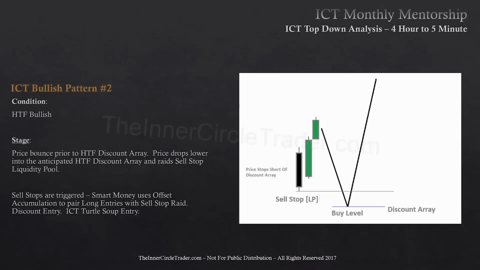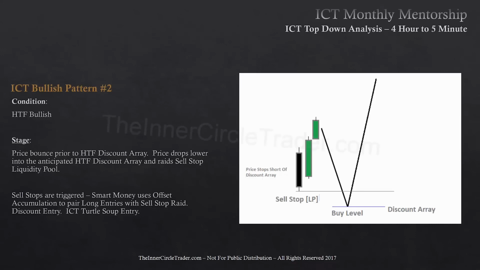Whatever that discount array is that I'm really wanting to buy at, if price stops just short of it or above it and just hangs around and hovers or starts to move up a little bit, it gives the false bottom, a fake low. I won't buy that. I'm going to wait and see if they're going to run down and kill those early bulls.